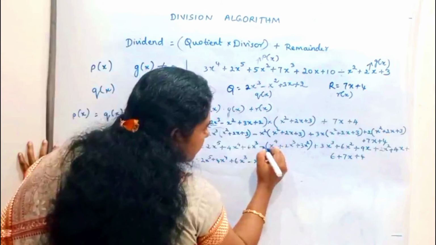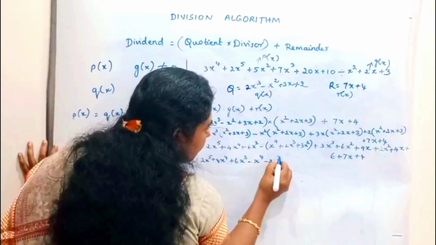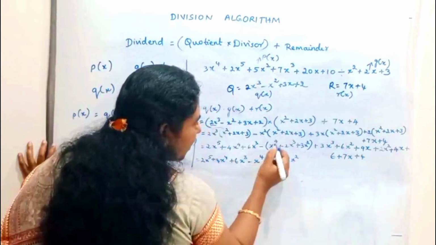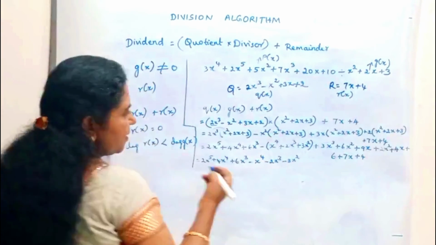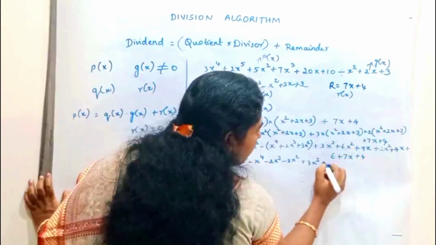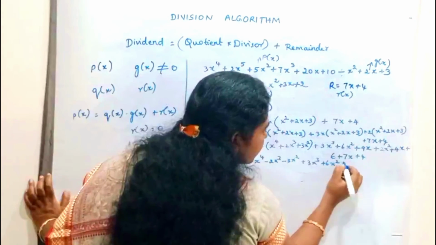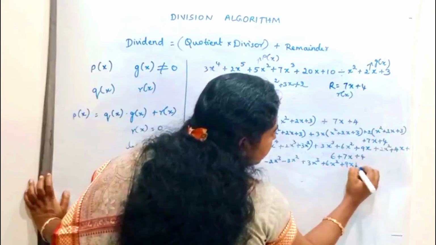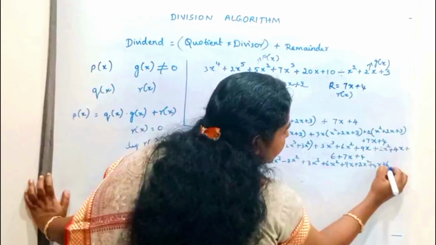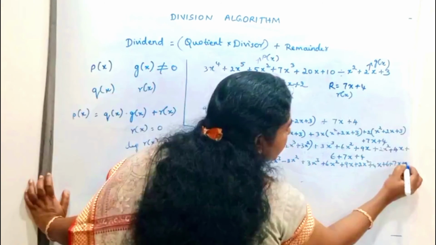Here it is plus, so it becomes minus 2x cube. Here it is plus, so it becomes minus 3x square. I have changed the sign and I have removed the bracket. Then plus 3x cube, I am writing all the other terms as such. Plus 6x square plus 9x plus 2x square plus 4x plus 6 plus 7x plus 4.